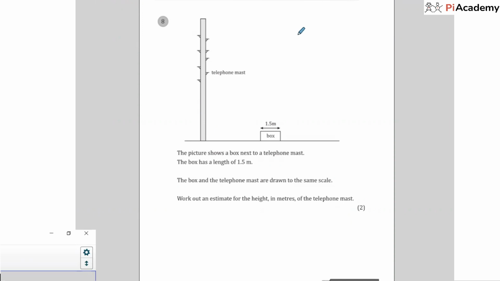See, it is 2 centimeters. If you see this, 2 centimeters is 1.5 meters. Basically, if you see this, 2 centimeters is 1.5 meters. So the scale is basically.